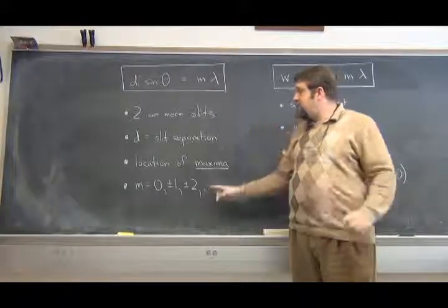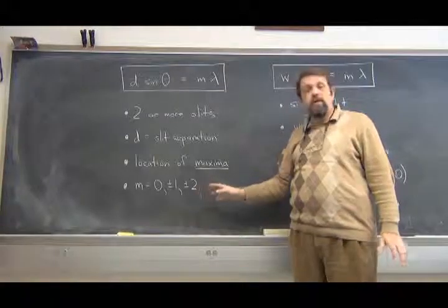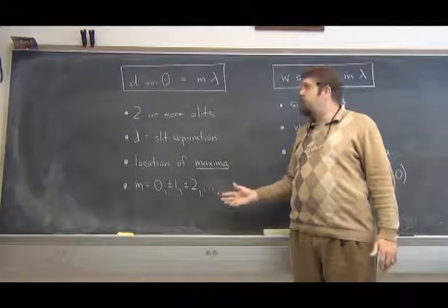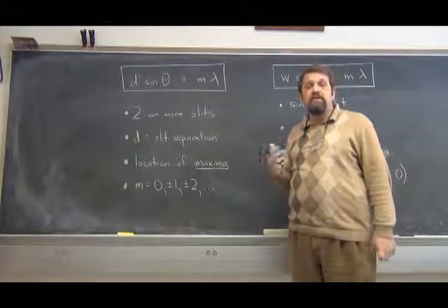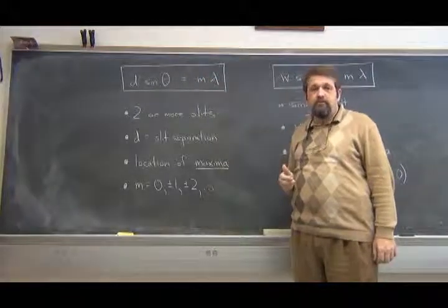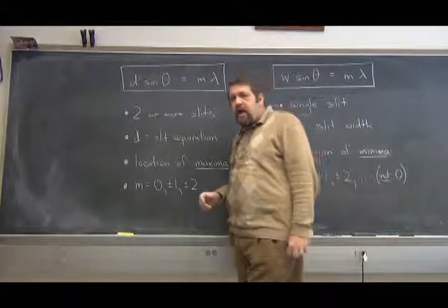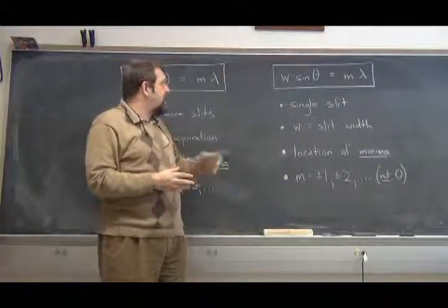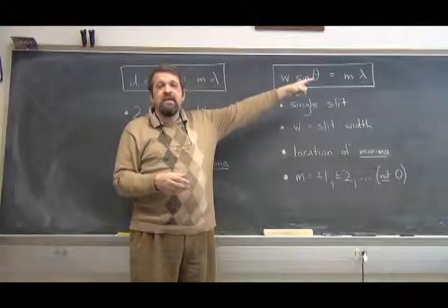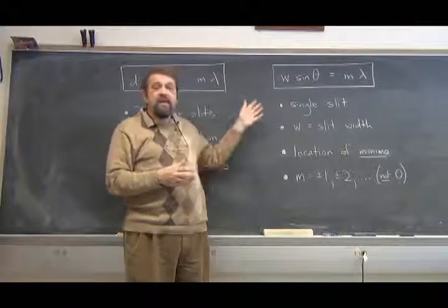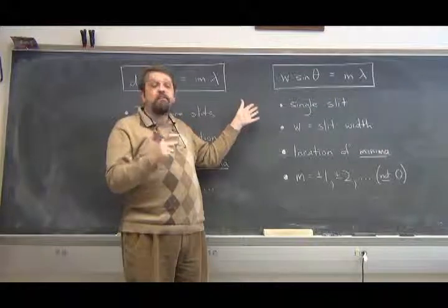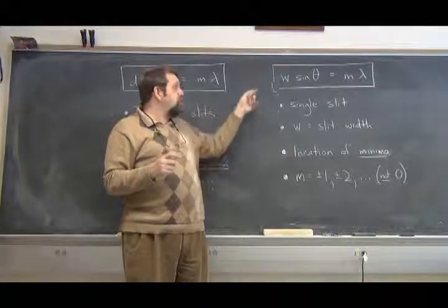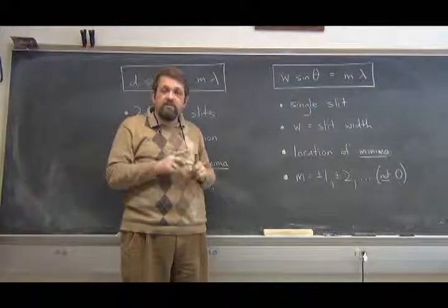And finally, m is an integer, which can be 0 or plus or minus 1 or plus or minus 2, any integer at all. Each integer will give you a maximum for the intensity pattern for multiple slits. On the other hand, the equation we've just arrived at is W sine theta is m lambda. In this case, it's an equation that applies when you have a single slit. And W here is the width of that slit from side to side.